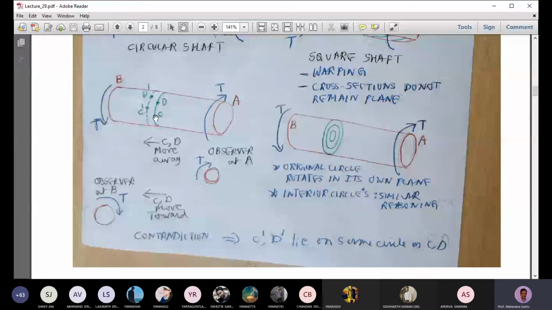So whatever points are there on the circumference of the circle, the point will just move along that circle only.